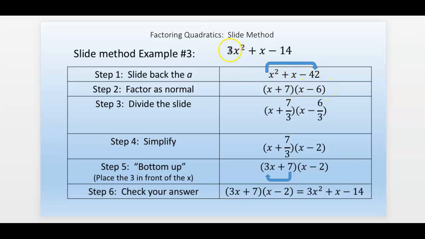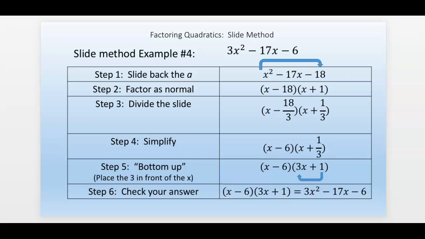All right. We slid back the 3 originally. So we divide the slide, which was 3. 6 divided by 3 is 2. 7 over 3 is already simplified. Then just bottom up that 3. Put the 3 in front of the x. All right, and that's our answer.